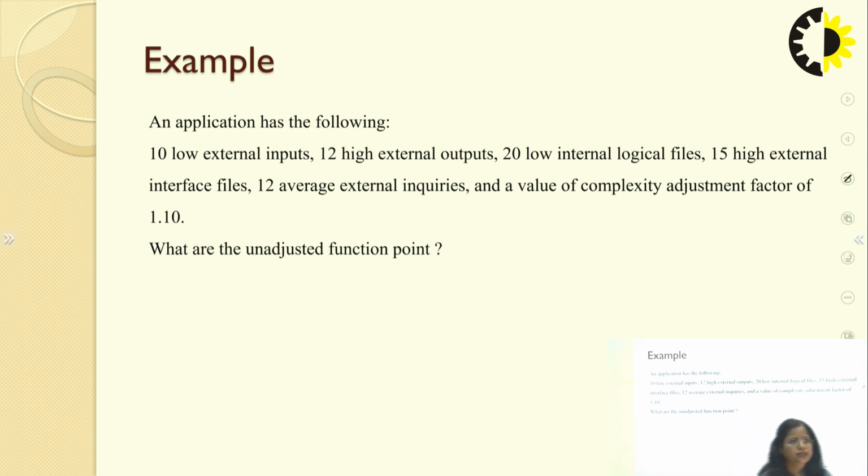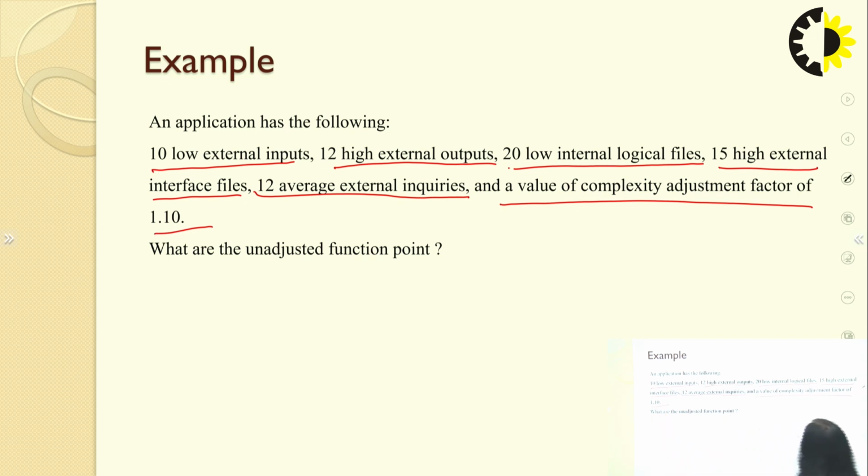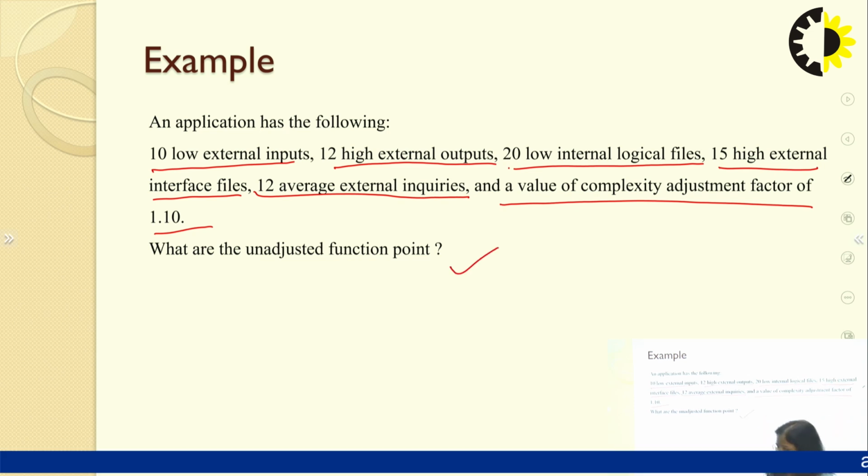An application has the following: 10 low external inputs, 12 high external outputs, 20 low internal logical files, 15 high external interface files, 12 average external inquiries, and a value of complexity adjustment factor of 1.10. Okay, so what is the unadjusted function point? And the next point is to find out the function point.